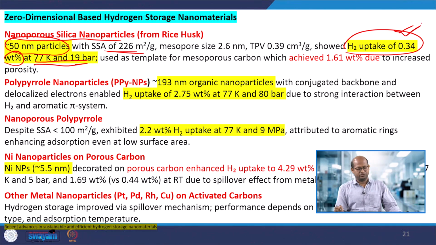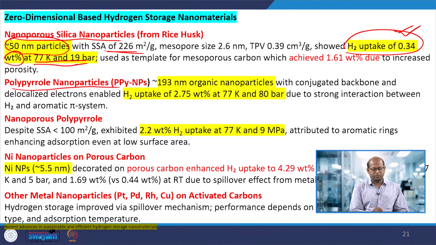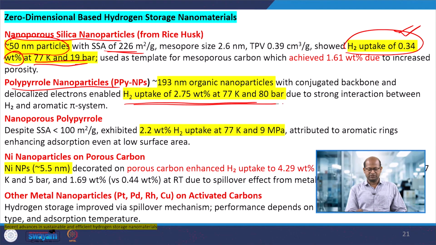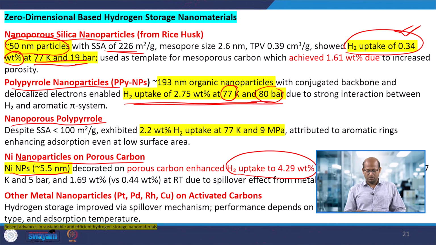So that is the amount of hydrogen we can store in these silica nanoparticles, or also polypyrrole nanoparticles, which can absorb 2.75 weight% hydrogen at 77 Kelvin and 80 bar. These are the hydrogen amounts that these types of nanomaterials store by direct physisorption. Okay. Other materials are nickel nanoparticles on porous carbons, which can also uptake hydrogen up to 4.29 weight% at 77 Kelvin and 5 bar pressure.